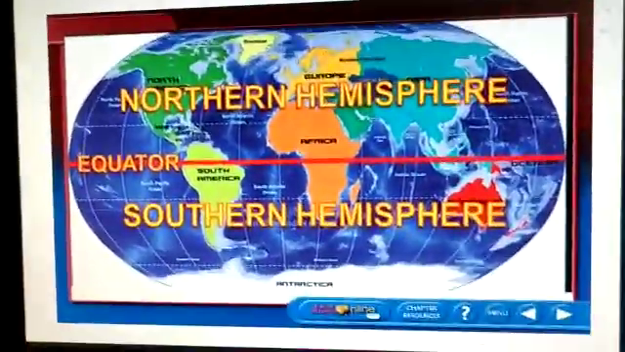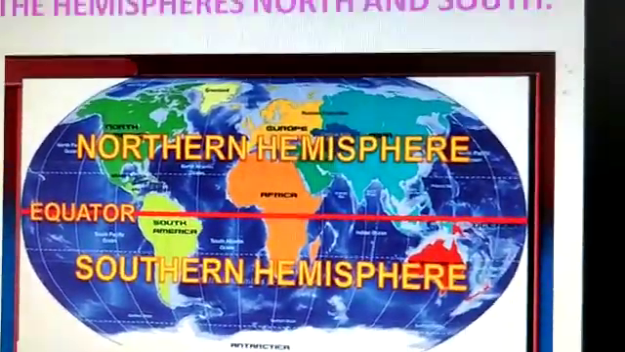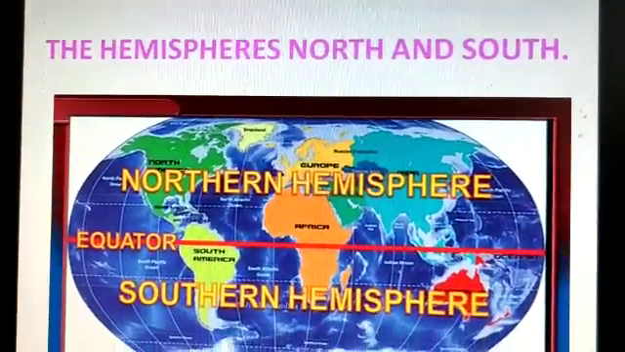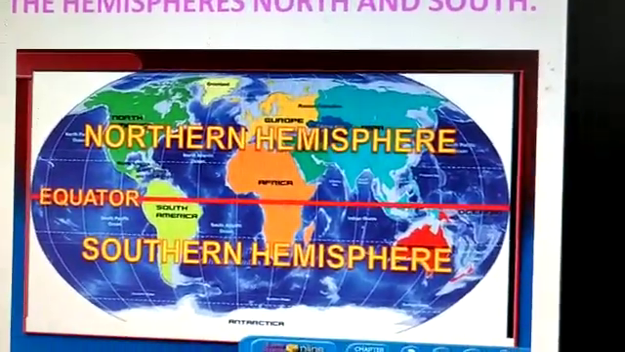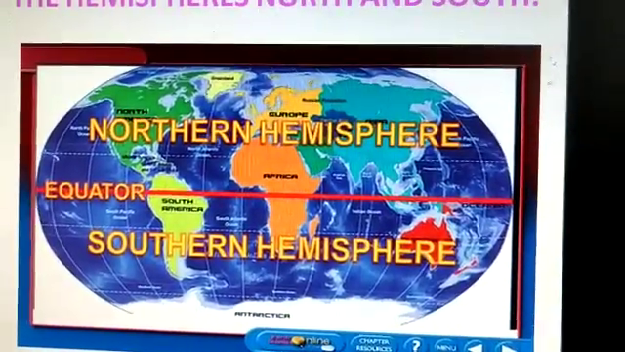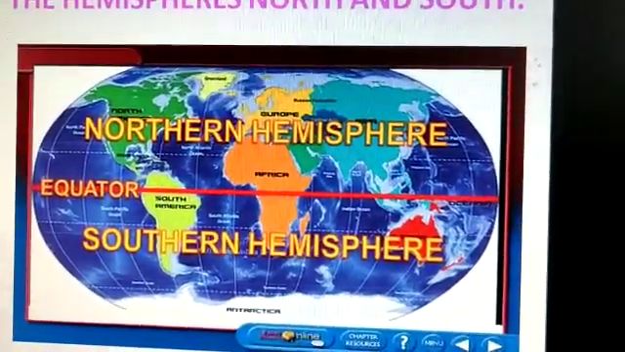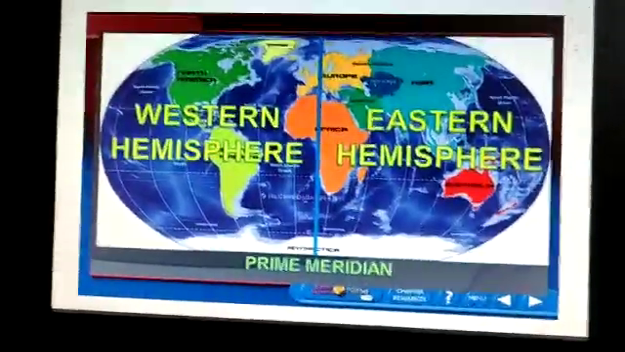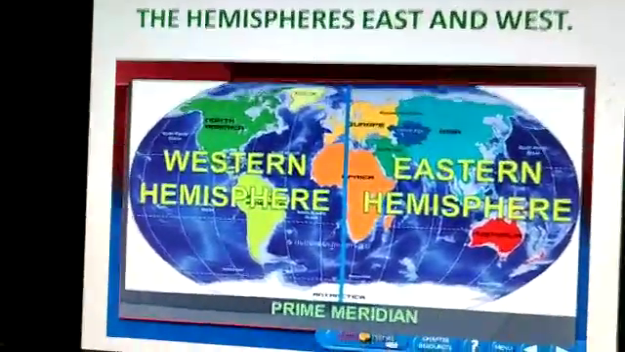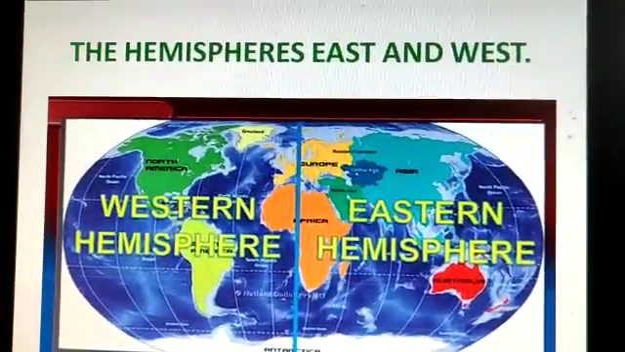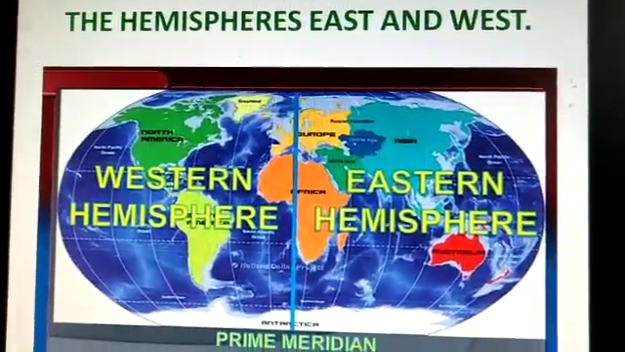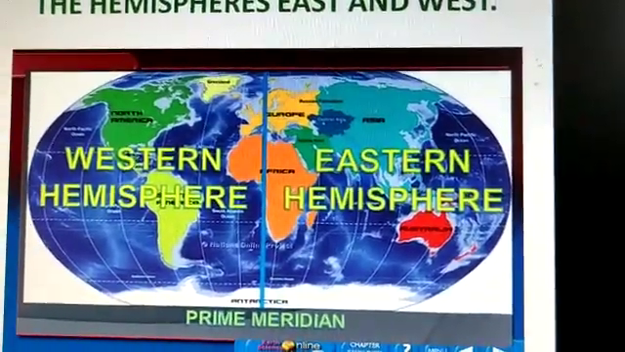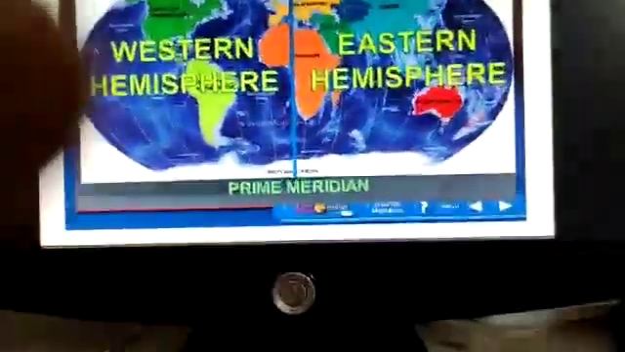See, the hemispheres north and south, and the equator divides these 2 hemispheres north and south. See other 2 hemispheres east and west, and the prime meridian divides these 2 hemispheres west and east.